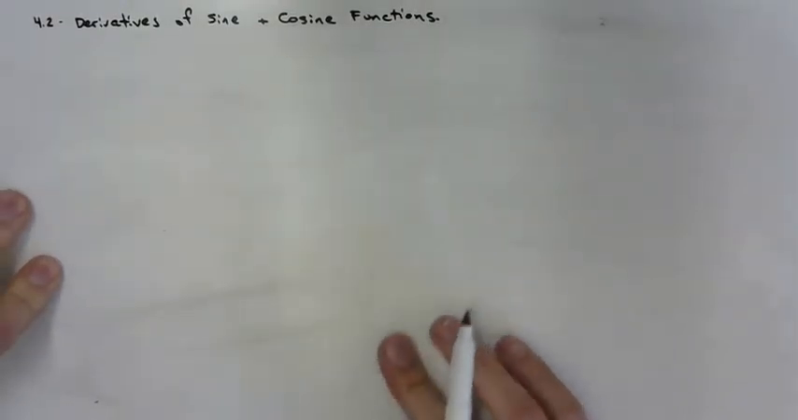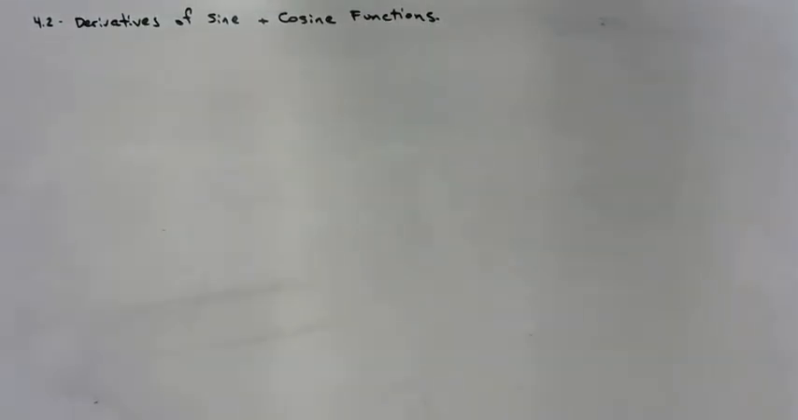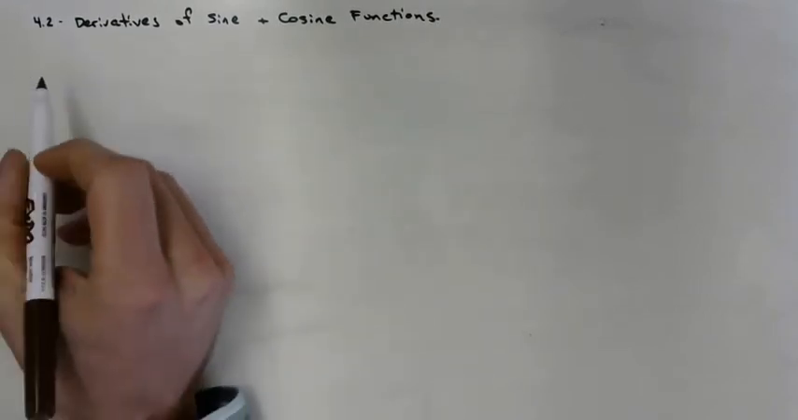The beginning of 4.2 asks us to prove using limits that the derivative of sine x is cosine x and that the derivative of cosine x is negative sine of x. We're not going to do that. I'm just going to write them.